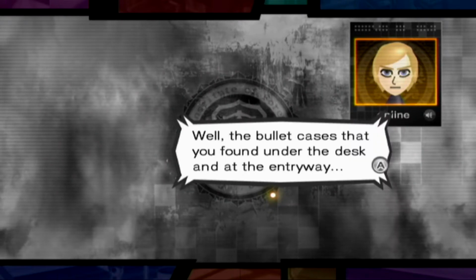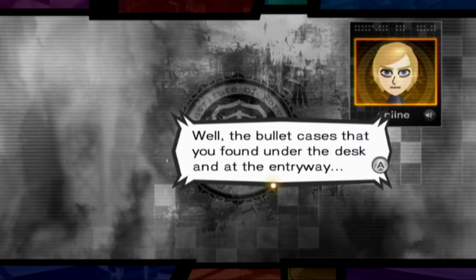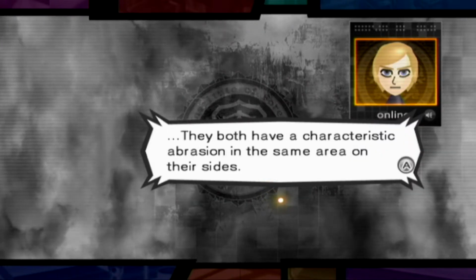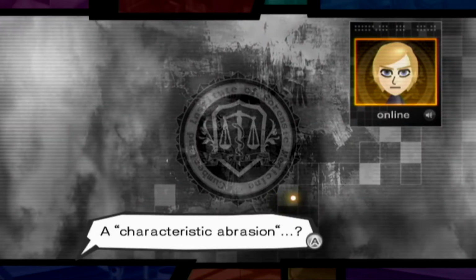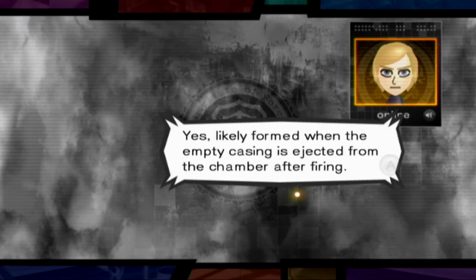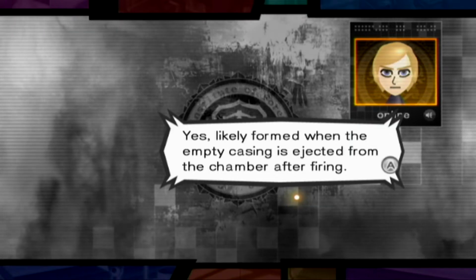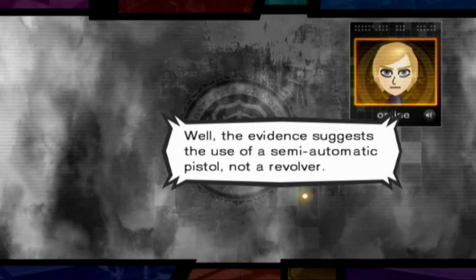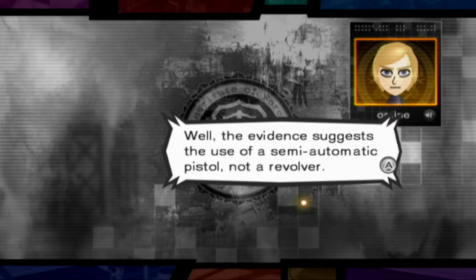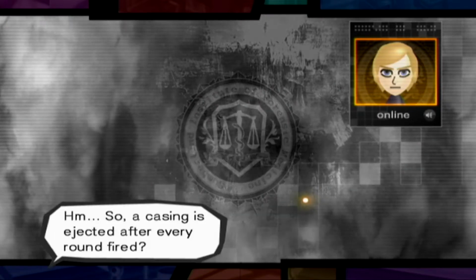Great. What is it? Well, the bullet cases that you found under the desk and at the entryway, they both have a characteristic abrasion in the same area on their sides. A characteristic abrasion? Yes, likely formed when the empty casing is ejected from the chamber after firing. It was ejected. Are you saying the gun was an automatic? Well, the evidence suggests the use of a semi-automatic pistol, not a revolver.